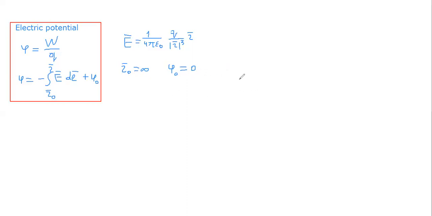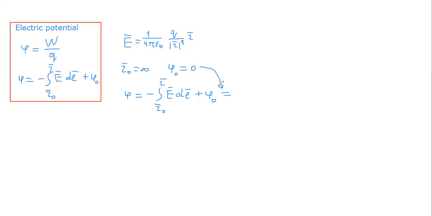I'll set as 0. And according to this, I can write that phi is equal to integral from r0 to r, E dl plus phi 0.